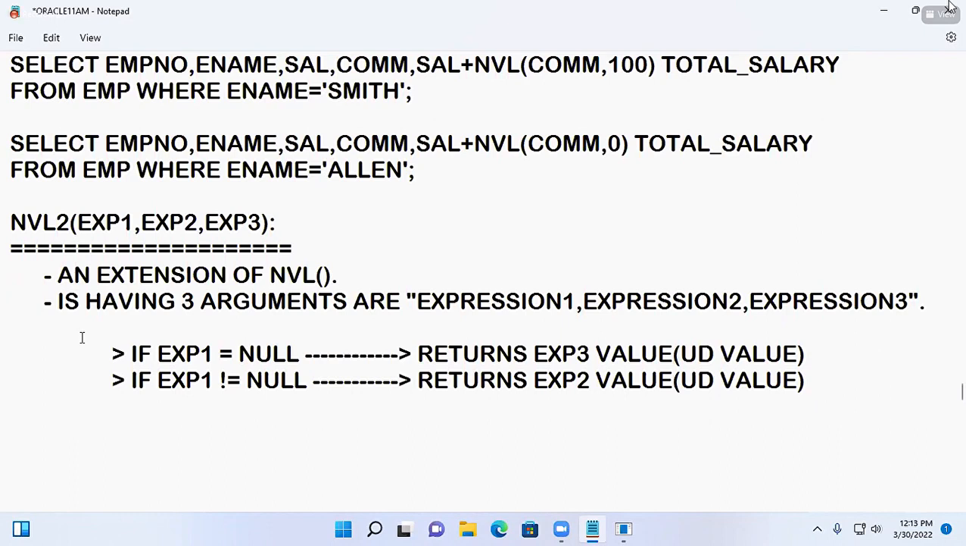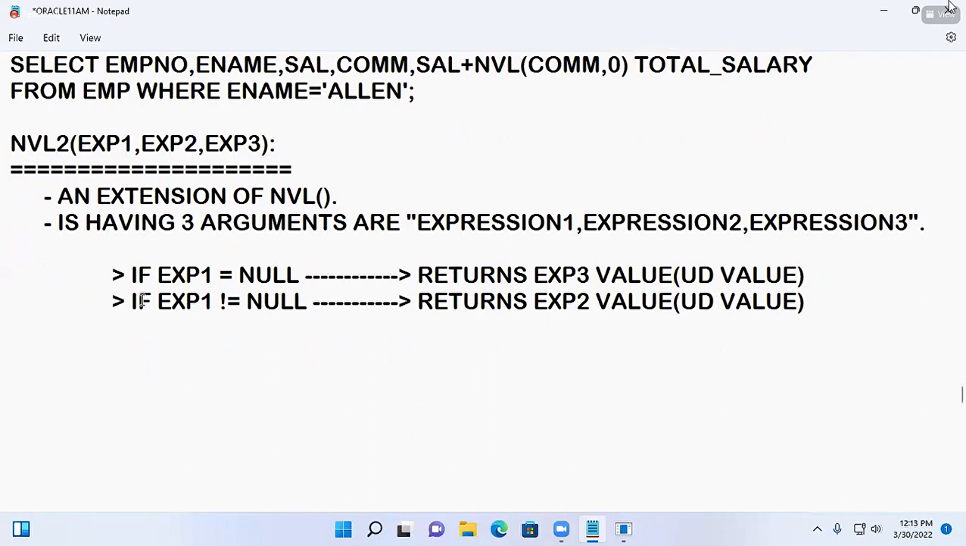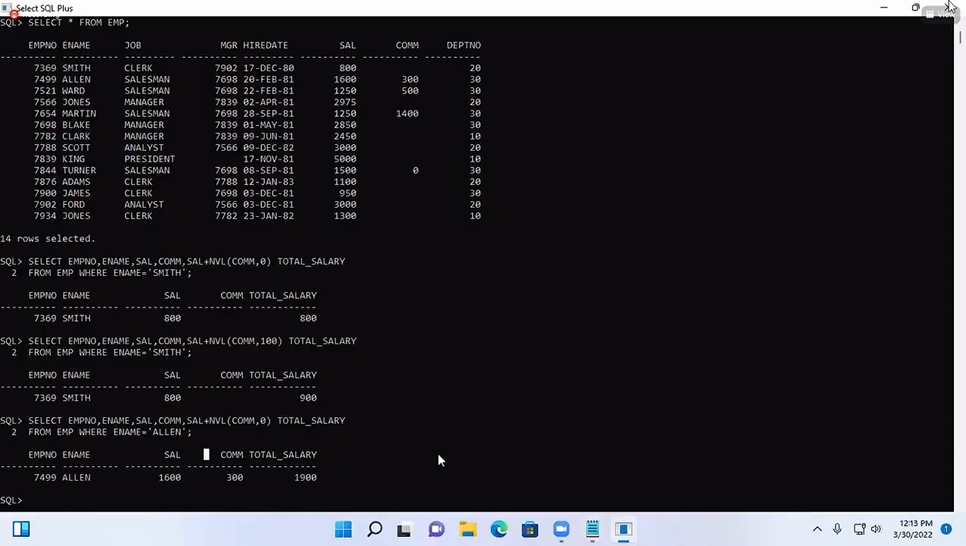Now carefully observe. If expression 1 is null, what does it return? The expression 3 value, but this value is also user defined. Whatever I gave, that is returned. If expression 1 is not equal to null, then it returns the expression 2 value, and the expression 2 value is also which type of value? User defined value. Let me see some examples on this.